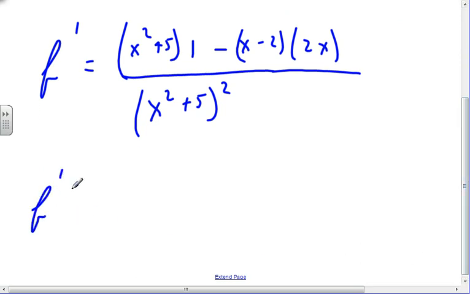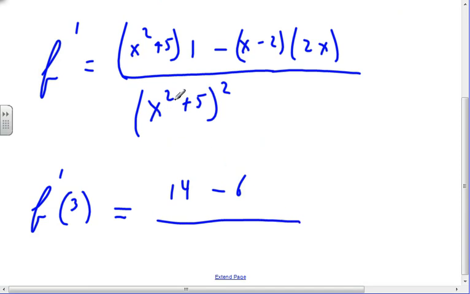So f prime at 3 equals, okay, so I've got 9 plus 5, so I got 14, minus 1 times 6, divided by 3 squared is 9. 9 plus 5 is 14. 14 squared is what? 196? Yep. Really? Mhm. It is? Wow. So I got 8 over 196.